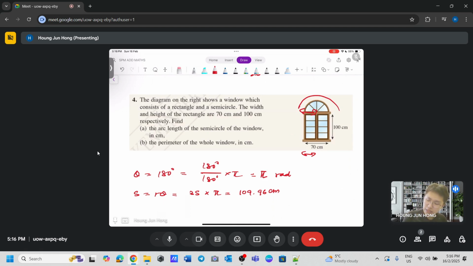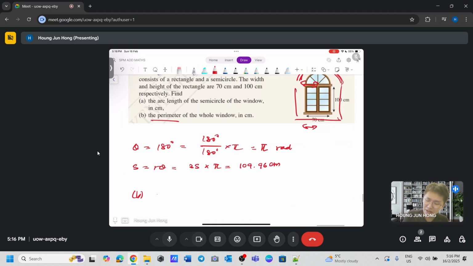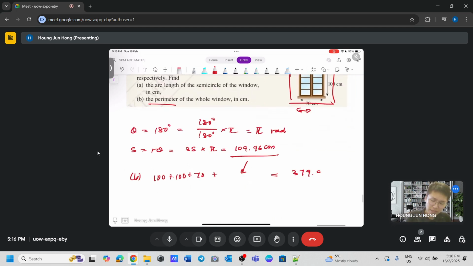Okay, next one. Let's talk about the perimeter of the whole window. Essentially, you have to add, again, very simple. Just add this together with this rectangle here. Literally just 100 plus 100 plus 70 plus whatever over here. You get 379.96. Okay, that's it. Yes, it's a very simple question. It's literally just whatever you see here.